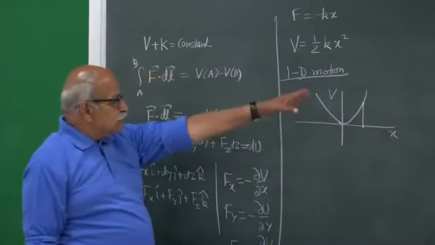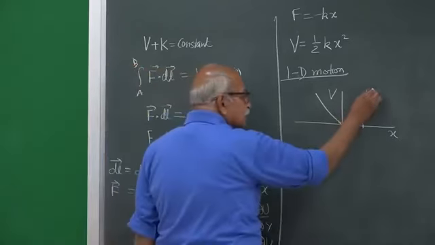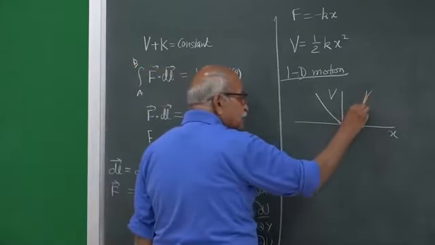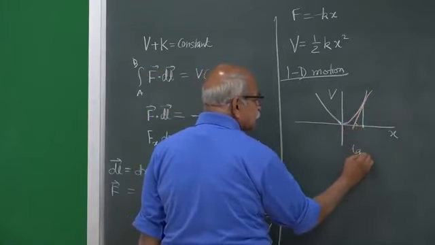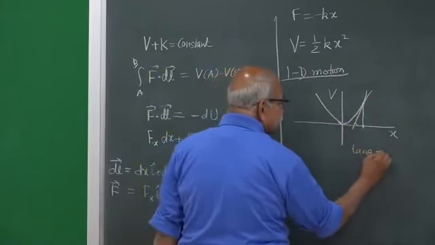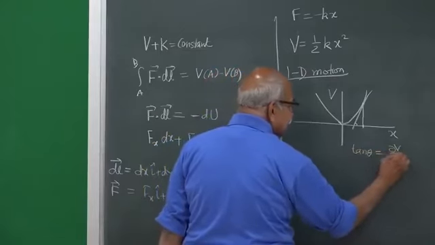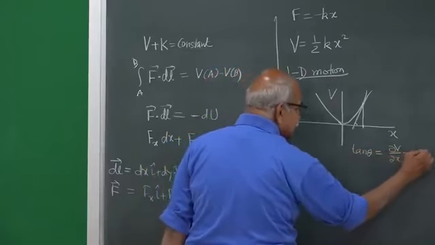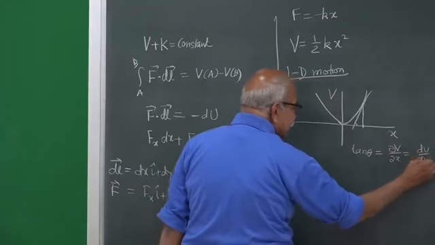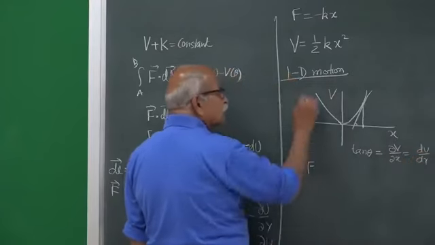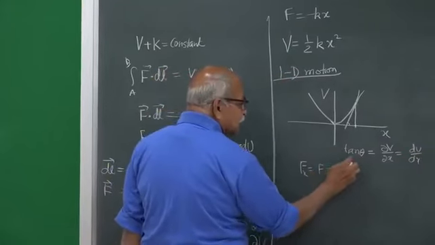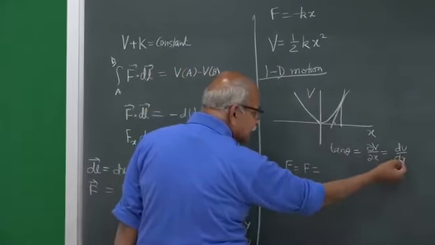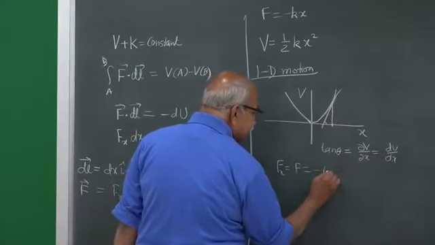And here if you draw a tangent, the slope of this is del V del x, which in this case is dV dx, and therefore your force is all in one dimension. So, Fx is same as F. So, that is minus of this dV dx, and that is minus of this tan theta.